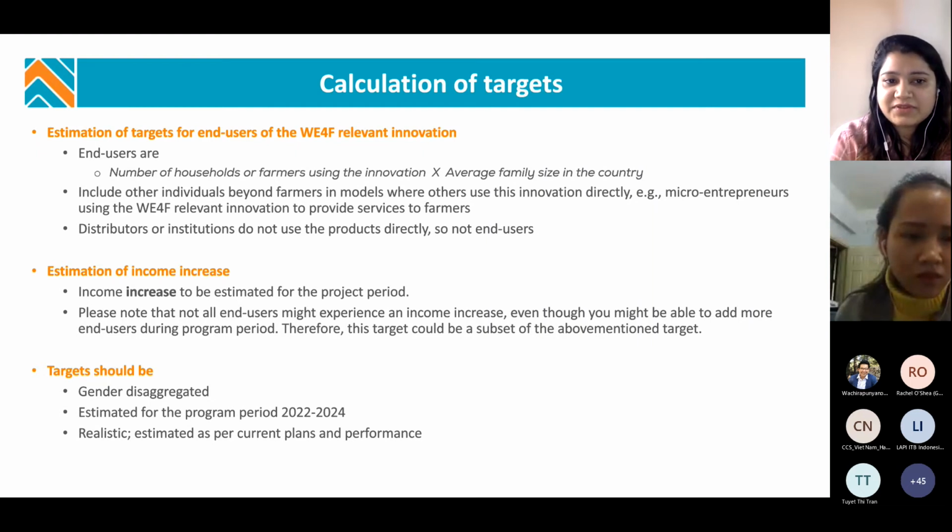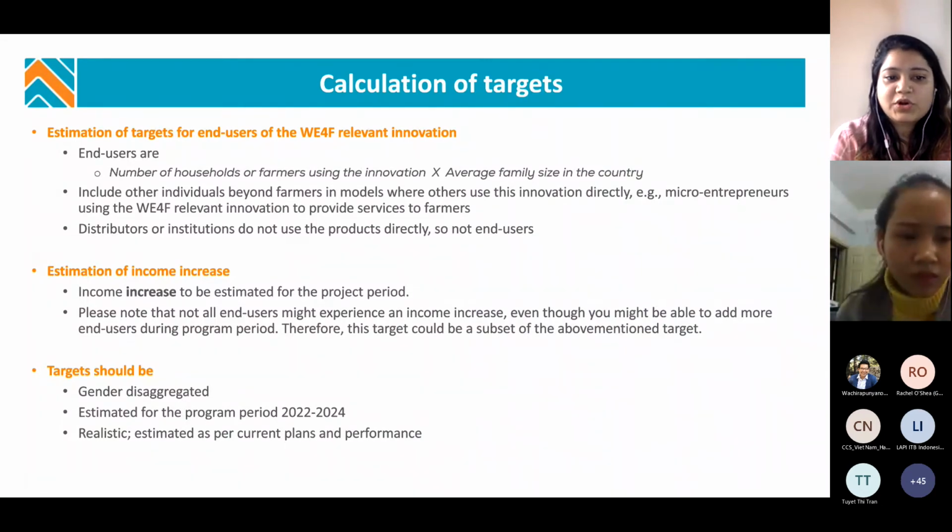Similarly, other individuals beyond farmers in the model, for example micro entrepreneurs who are using this innovation to provide a certain service to your farmers, could also be part of that end user list. So it doesn't necessarily have to be only farmers. It can also be micro entrepreneurs. Distributors and institutions who are selling your products but are not using them directly are not your end users. They could be included as customers, but when you mention or estimate these targets, we would recommend not to include them and just focus on the farmers and micro entrepreneurs.